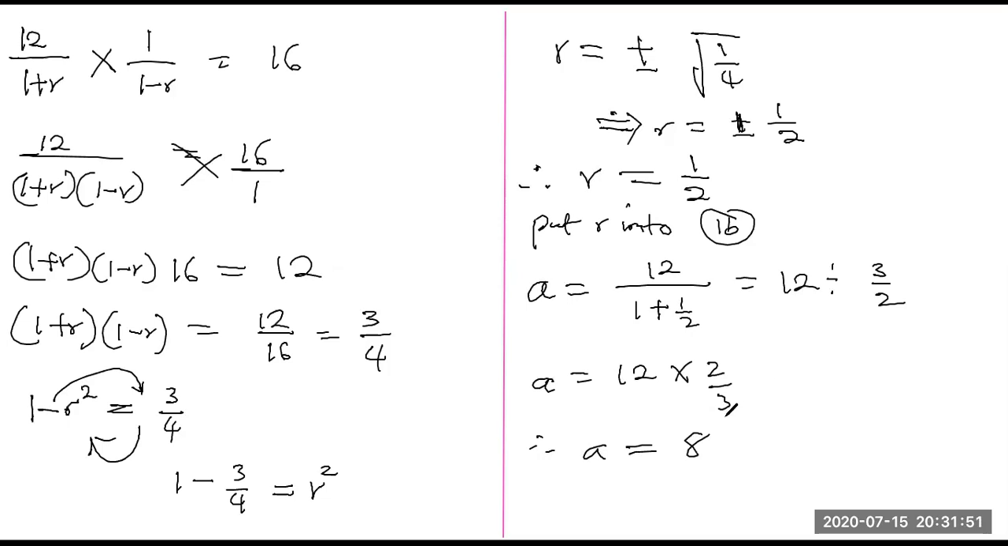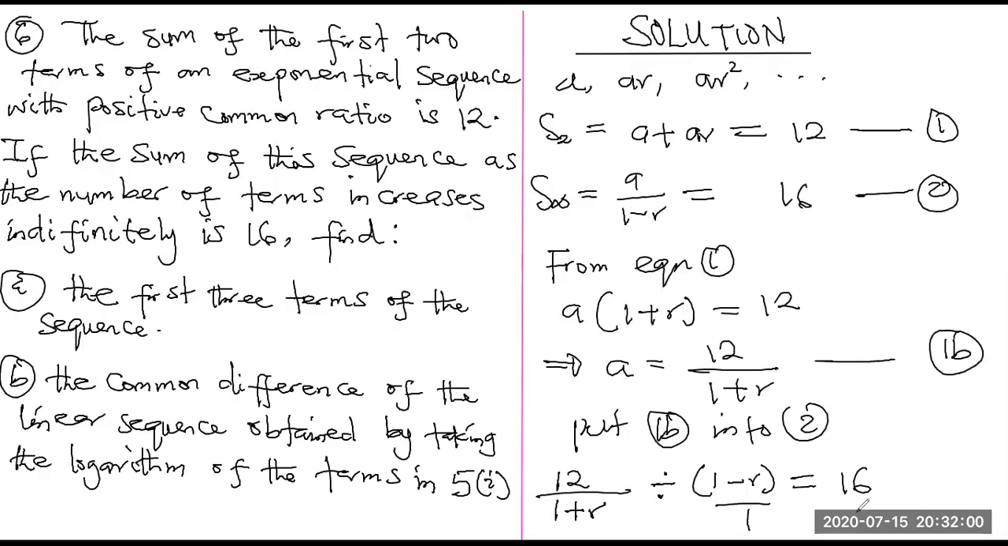So this is the way we get our A. Alright? Now, what is the question we are asked? Let's go back to the question. We are looking for our first term and our common ratio. The question says, find the first 3 terms of the sequence.